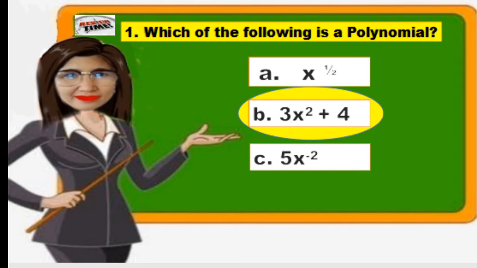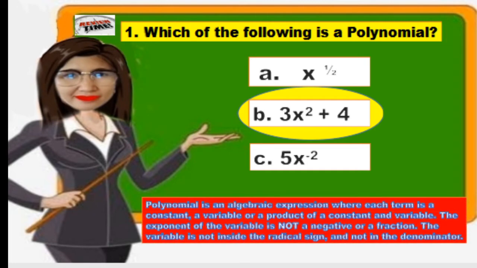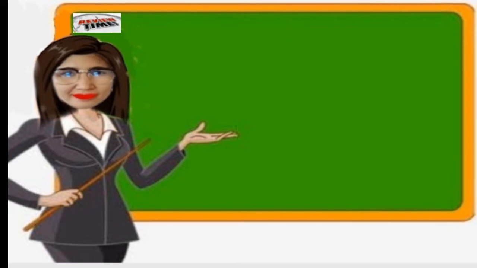Correct. Okay, remember that a polynomial is an algebraic expression where each term is a constant, a variable, or a product of a constant and variable. The exponent of the variable is not a negative or a fraction. The variable is not inside the radical sign and not in the denominator. So that's a polynomial.